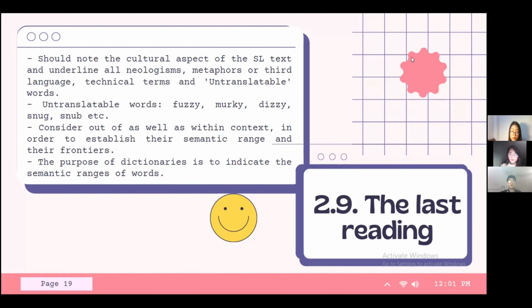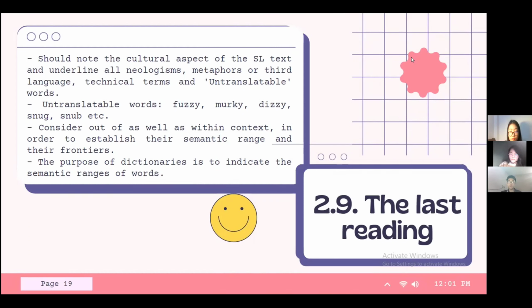And the purpose of a dictionary is to indicate the semantic ranges of words as well as through collocation and the main senses. And you have to study the text not for itself, but for something that you want to convey: the precise and easy to understand messages to different readers in different cultures.